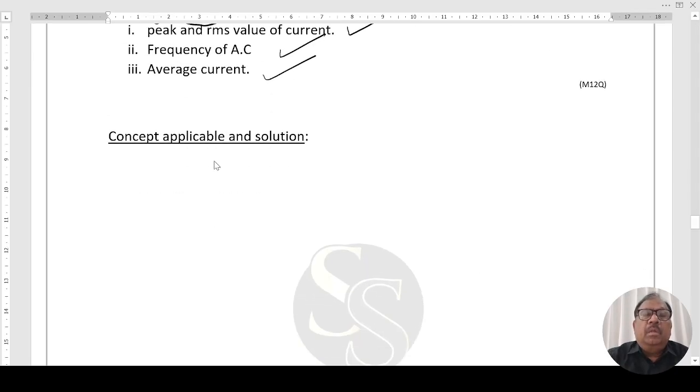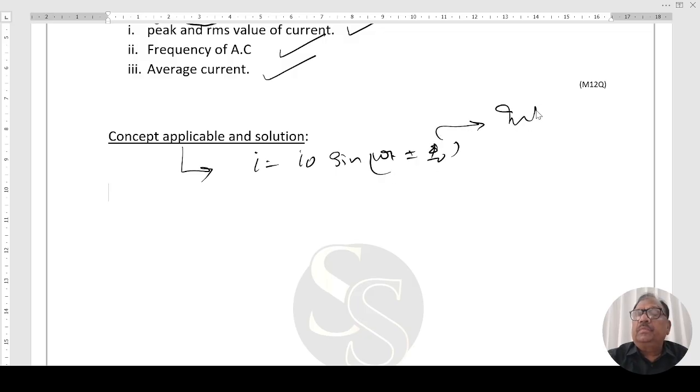Then, concept applicable: I equal to I naught sine of omega t plus or minus phi naught. This is the initial phase, at t equal to 0, it is at 0 or some advance or lagging. Omega is the angular frequency.